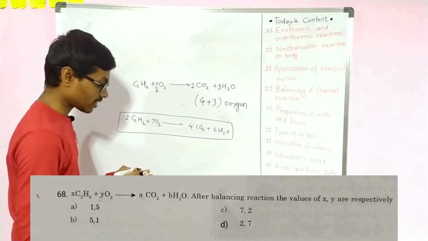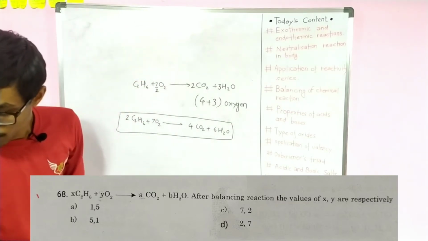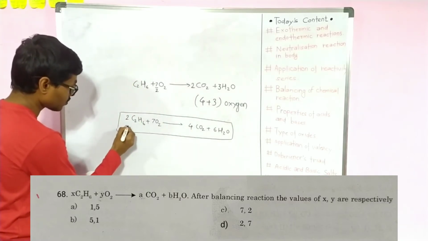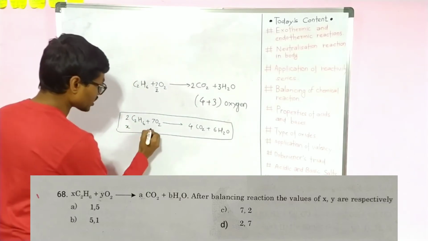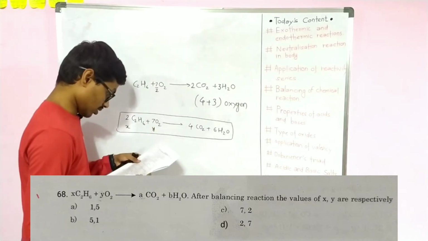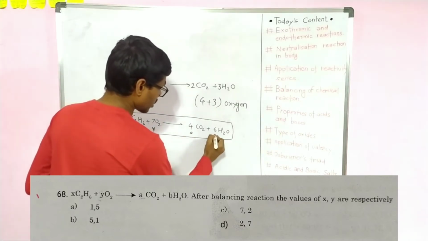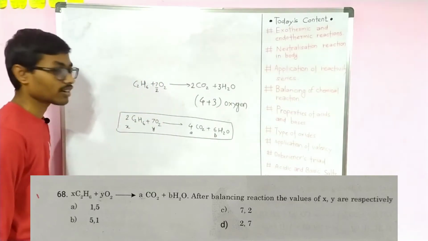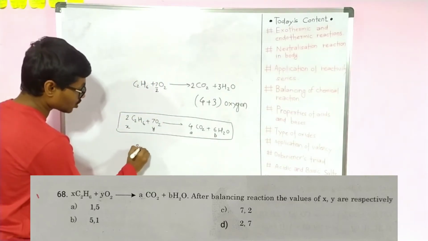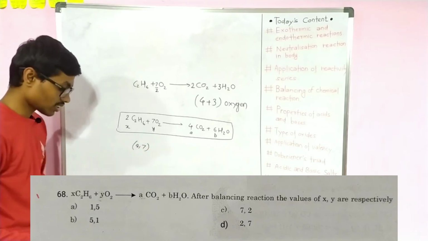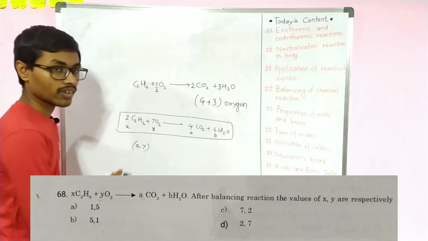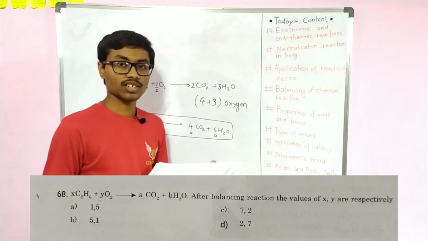This is the overall balanced reaction. Now they have given this coefficient as X, this as Y, this as A, this as B. Now they have asked what are the values of X and Y. So the value of X is 2 and the value of Y is 7. So the correct answer for this question should be 2, 7, which is given in option D.